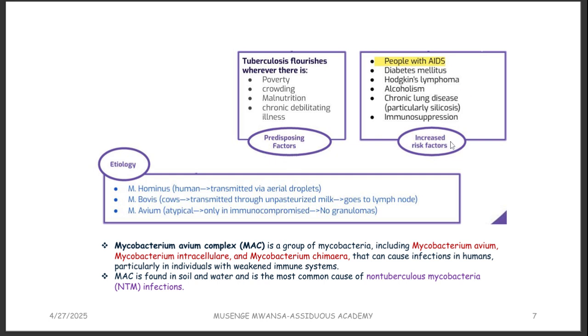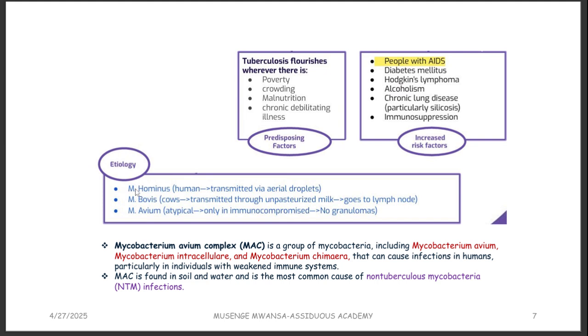And people that are at an increased risk of getting TB include people with HIV and AIDS, especially people that have diabetes mellitus, Hodgkin's lymphoma, alcoholism, those that have chronic lung diseases like silicosis, and those that are taking immunosuppressive therapy. So those are also going to be at an increased risk of getting TB.